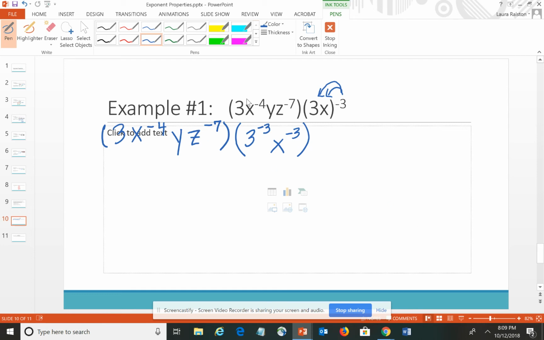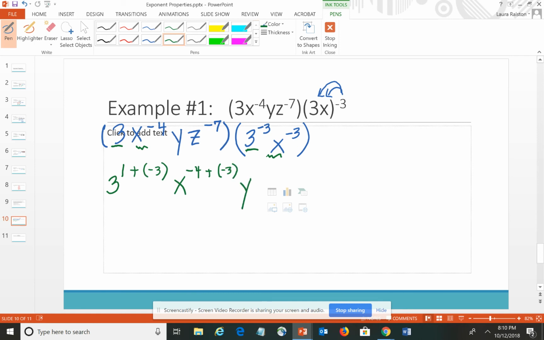Then I notice that I have a multiplication problem, and I have the same bases in several places. I have 3 and 3, they're the same bases, and then x and x. And since I'm multiplying with the same bases, the rule says we should add the exponents. So I'm going to have 3 to the 1 plus negative 3, x to the negative 4 plus negative 3.